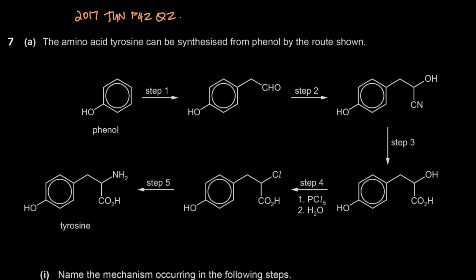Now, the mechanism for step number 1 is on the ring, electrophilic substitution. So for all these 5 reactions, let's come up with the mechanisms. Step number 1 is electrophilic substitution. Step number 2 is nucleophilic addition. Step number 3 is just hydrolysis. Step number 4 is nucleophilic substitution. And step number 5 is nucleophilic substitution again. So that's the fun bit.